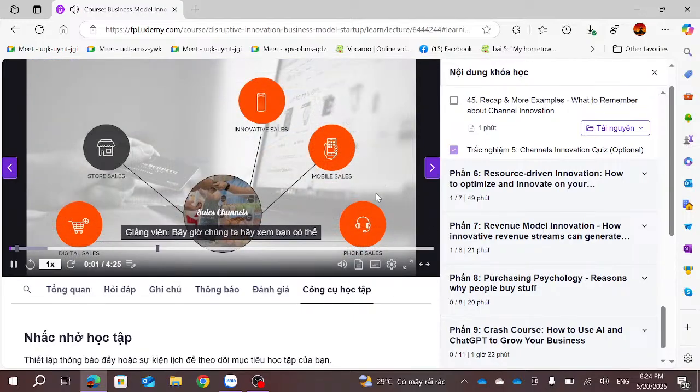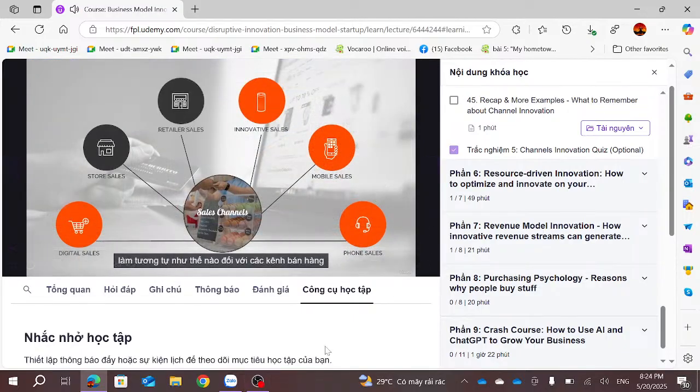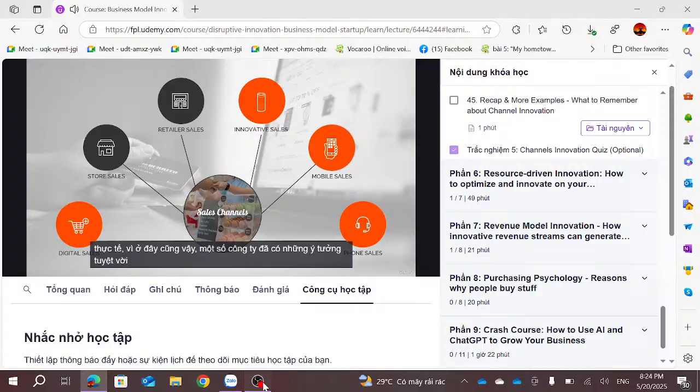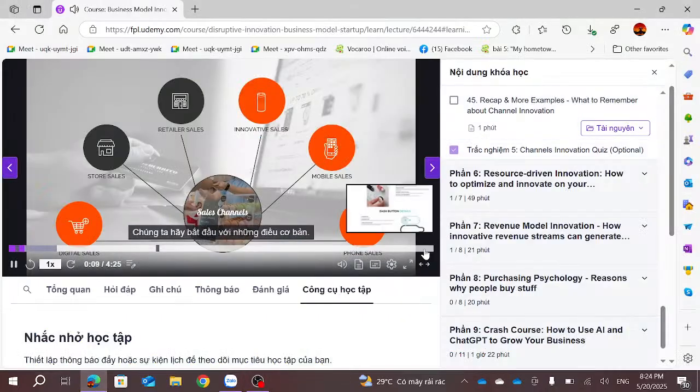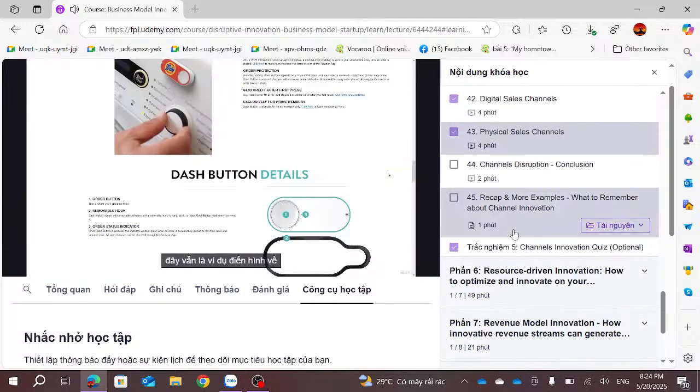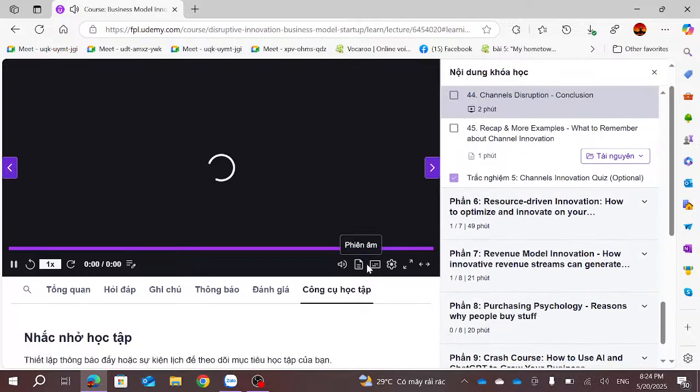So now let's see how you can do the same for physical sales channels. Because here as well, some companies had amazing ideas to outgrow their competition. Let's just start with the basic example of how Amazon brainstormed.